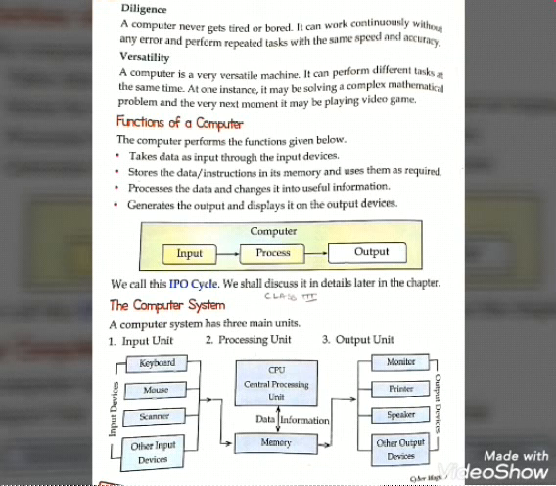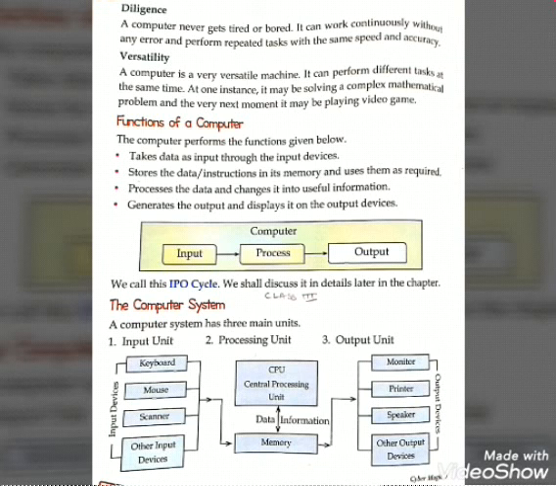Now, versatility. We know that a computer is a very versatile machine. It can perform different tasks at the same time. It means that, for example, at one time you are listening to music, and at another time you are playing a game, you can perform tasks at the same time. At one instant, it may be solving a complex mathematical problem, and the next moment, it may be playing a video game.